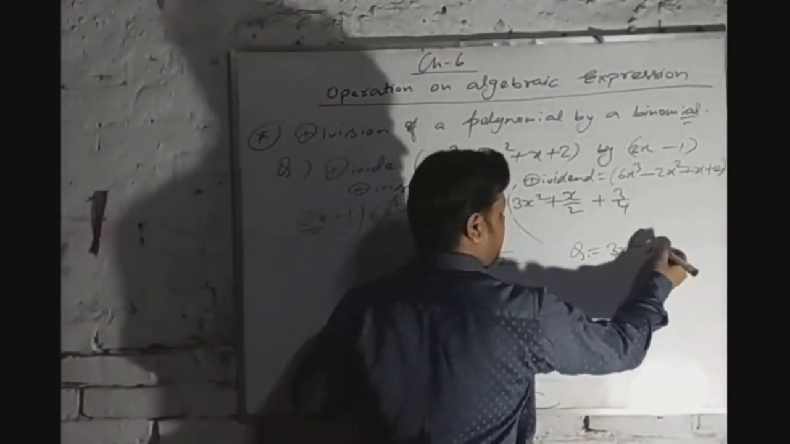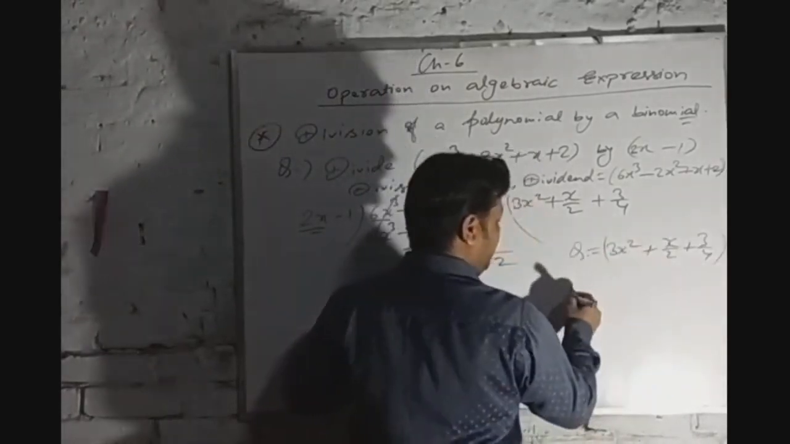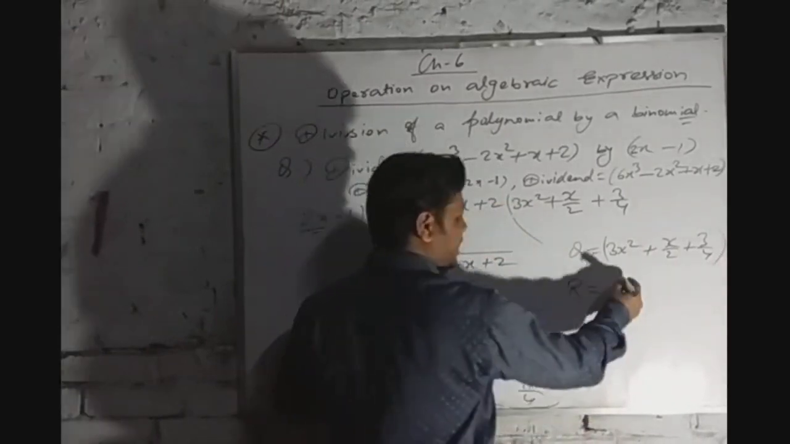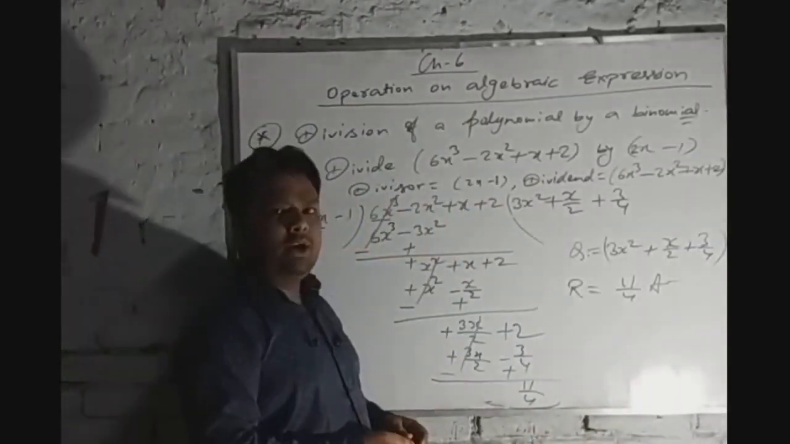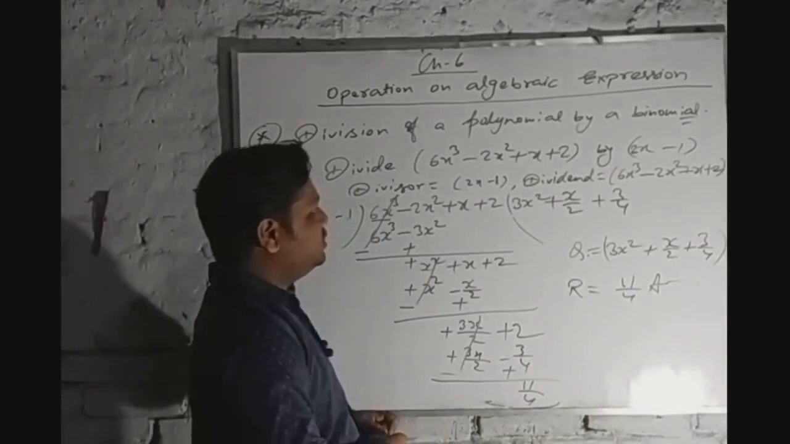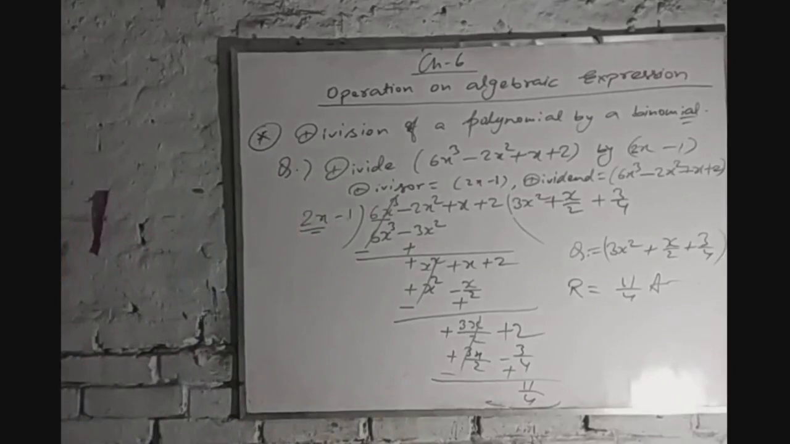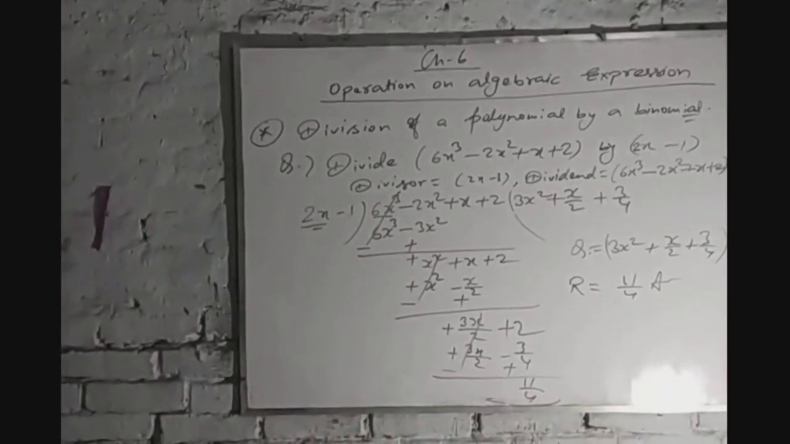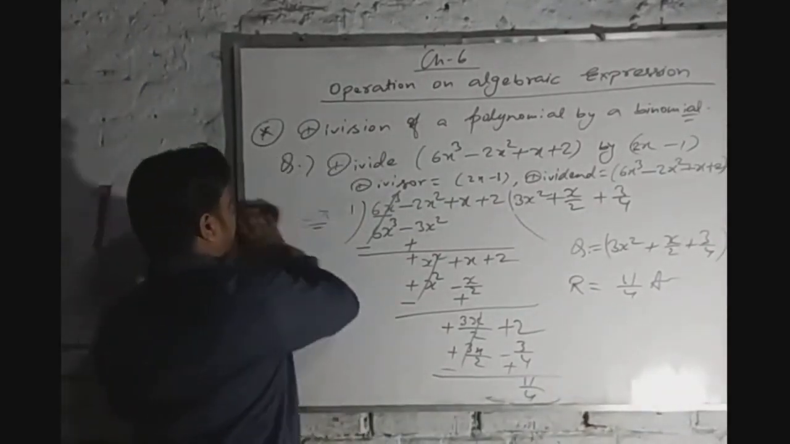3x square plus x by 2 plus 3 by 4 as the quotient, and the remainder will be 11 by 4. Okay. So I hope that you all have understood this example also. Now students, let's see another question.